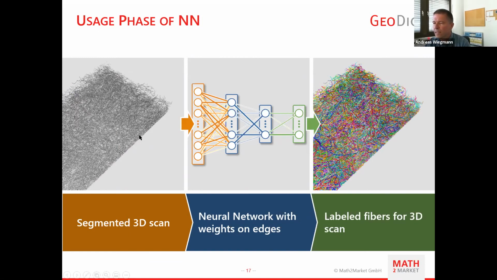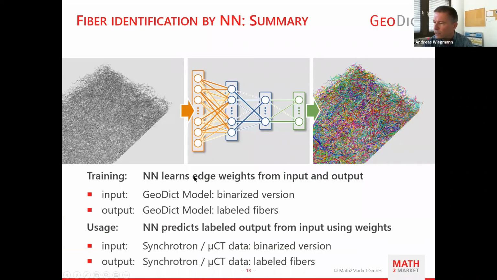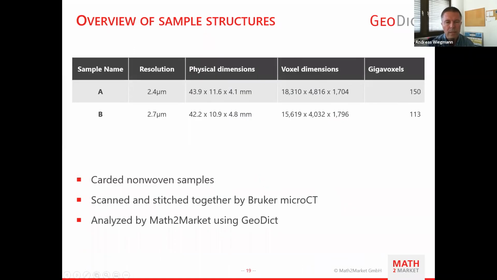In the usage phase, the input data, and here is this very large data set, one of them given on the left, gets fed into the neural network, and the weights on the edges and the weights on the nodes have been learned before. And then by machine learning, we label the individual fibers on the 3D scan. In a nutshell, you can use the same graph for the training phase when the left and right determine what's going on in the middle. And in the usage phase, the left and middle actually determine the right, and you get to identify the individual fibers.